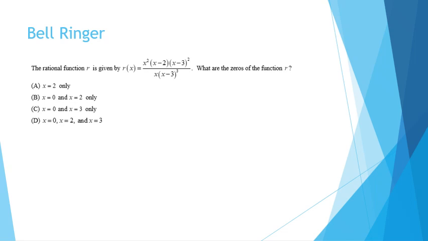All right, so for the bell ringer today, pause the video now if you haven't done it yet, because I am about to go over the answer. So we have a rational function, and all we want to know is the zeros of that function. So the first thing you want to do is find where the numerator is equal to 0. So that's going to be at x equals 0, 2, and 3. However, in the denominator, we have x equals 0 and 3 as zeros.